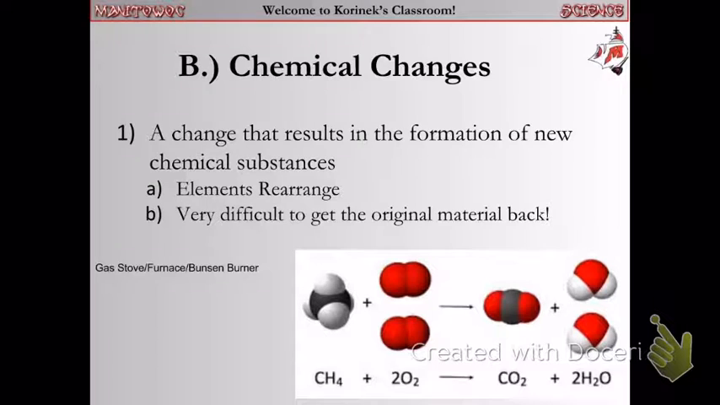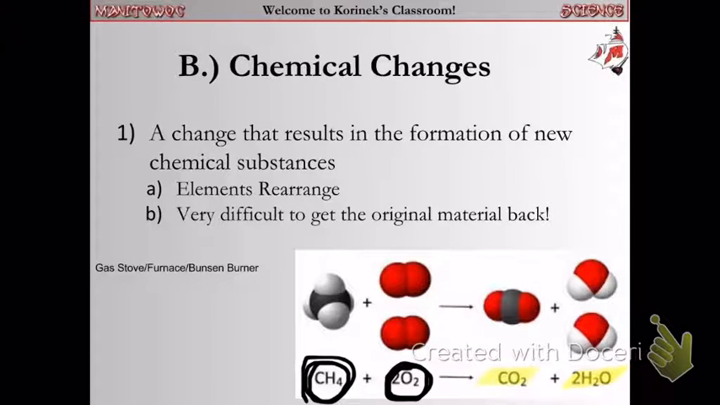So this would be like what happens if you've got a gas stove at home, or your furnace, if your furnace is a gas furnace, if you don't have a wood pellet stove, or Bunsen burners here in class. We use a gas called methane, and that's this stuff right here. It's called methane, or carbon tetrahydride, CH4. And it combines with the oxygen in the air. And as you see, the particles rearrange, they mix up. And so we get new things, we get products.